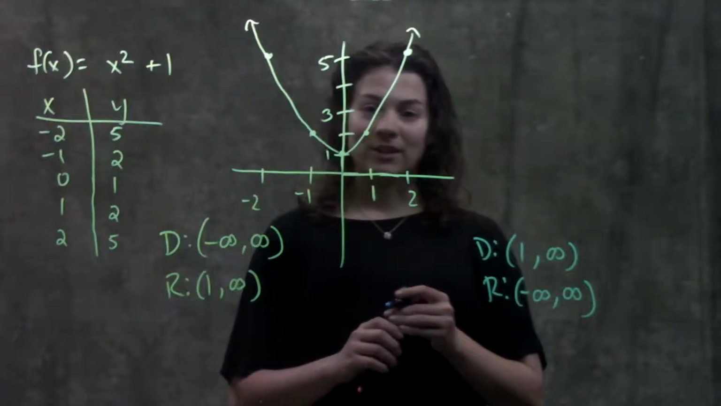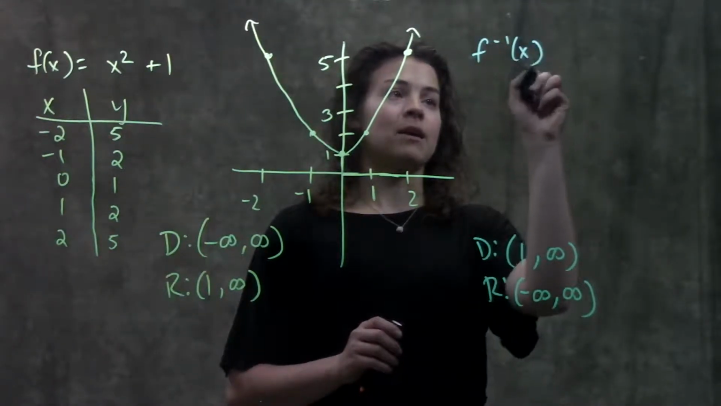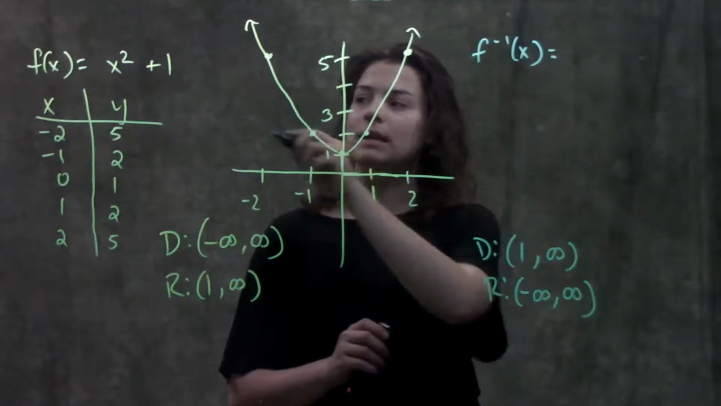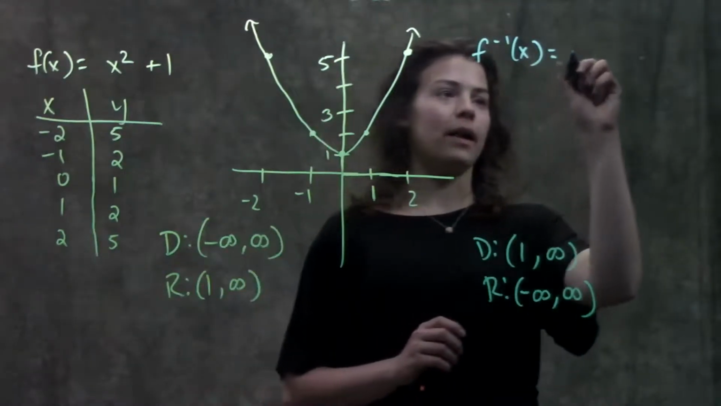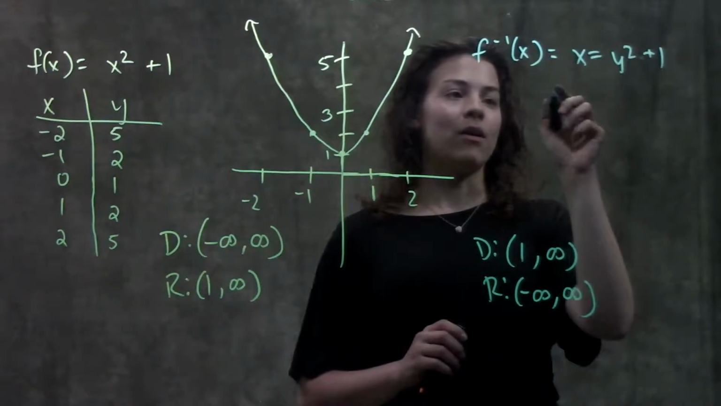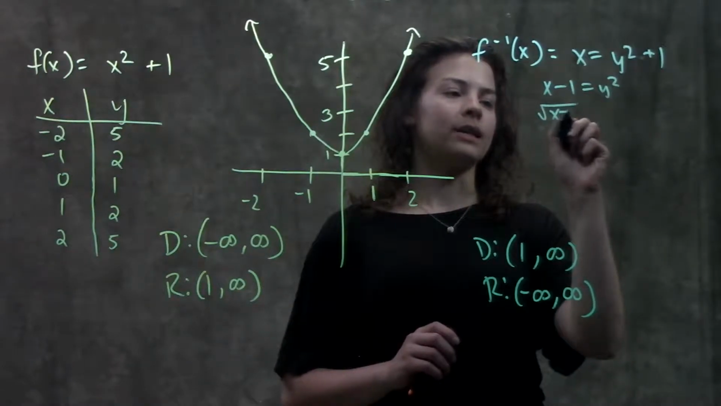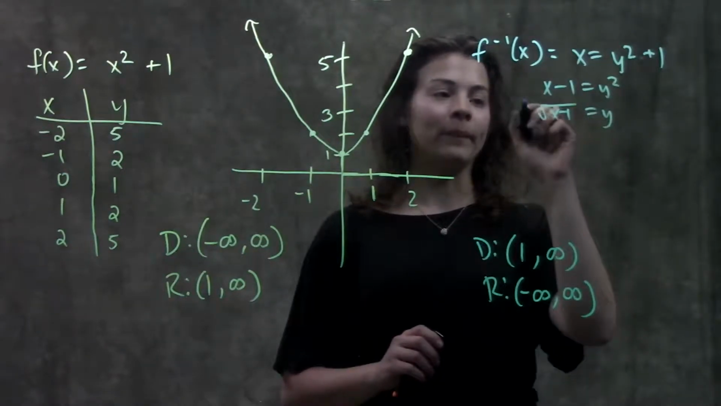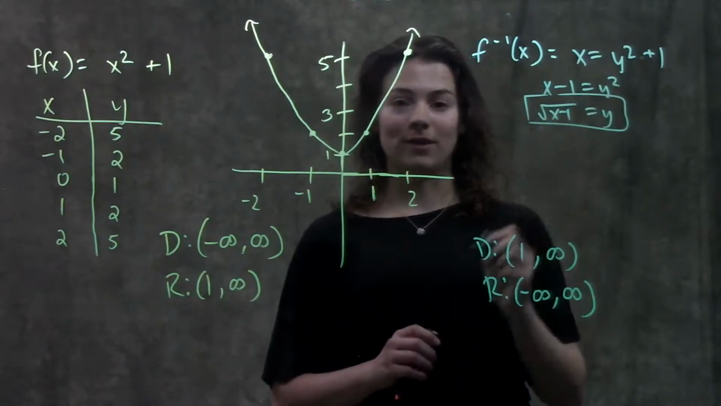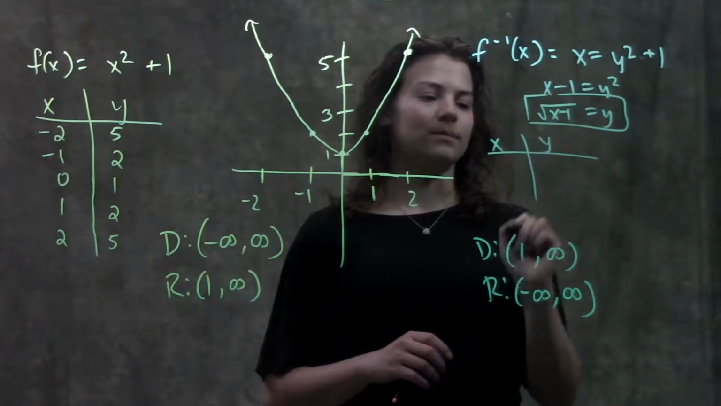And let's go ahead and actually find our inverse function. So remember, to find my inverse function, I'm just going to flip my x's and y's. So instead of having y equals this, I'll have x equals y squared plus 1. And now, isolating y, I get that the square root of x minus 1 is equal to y, and this is my new inverse function. And to graph it, I'm just going to plug in some points.